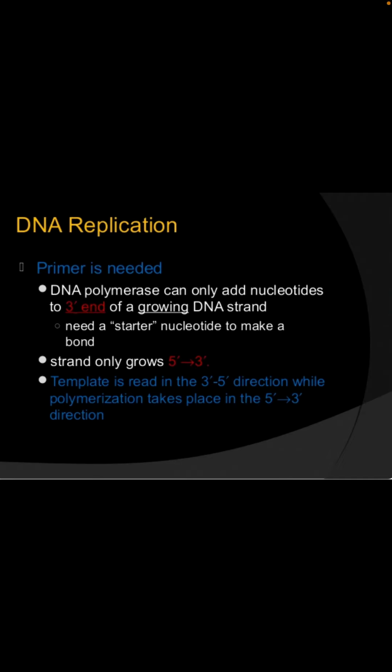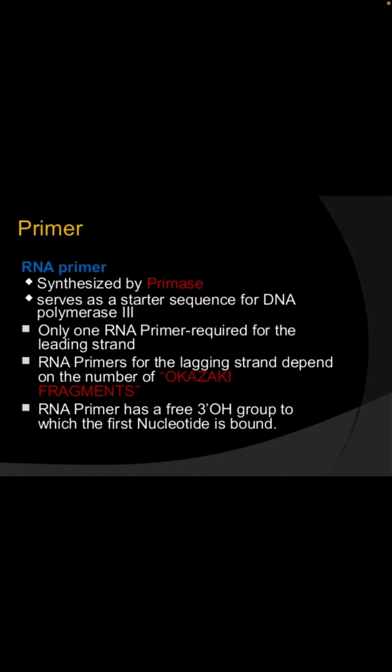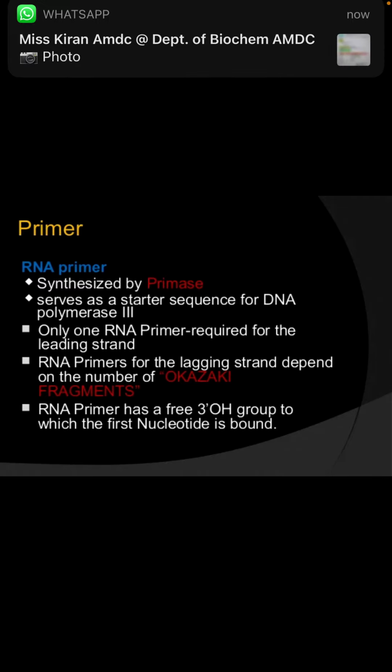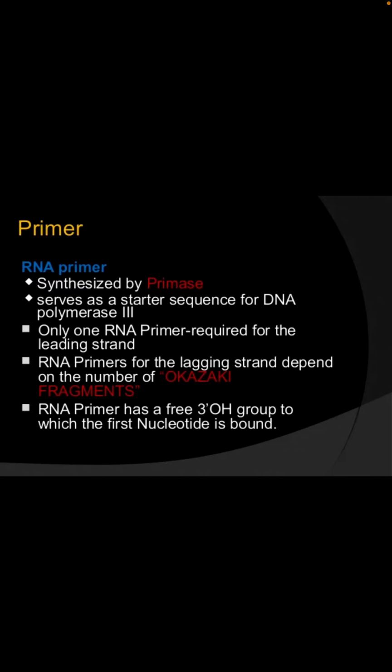So what is a primer? The primer is always single stranded, and it is called the RNA primer. It is synthesized by primase enzyme. It serves as a starter sequence for DNA polymerase 3. Only one RNA primer is required for the leading strand. RNA primers for the lagging strand depend on the number of Okazaki fragments. The RNA primer has a free 3' hydroxyl group to which the first nucleotide is bound.